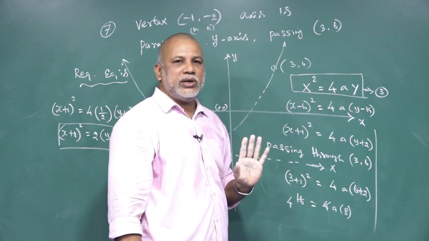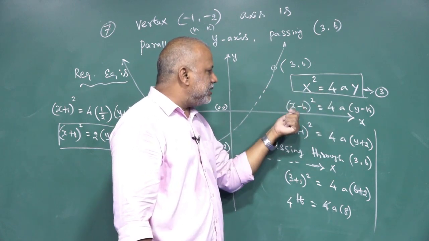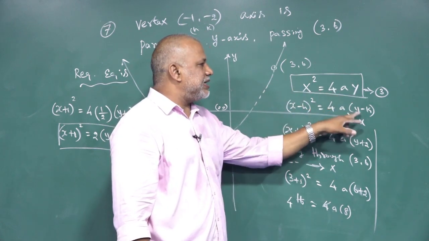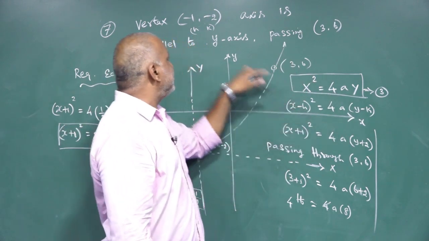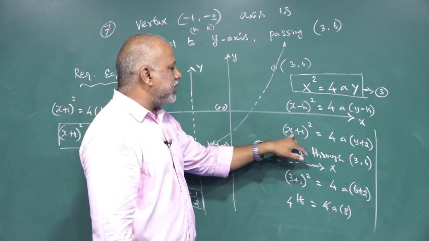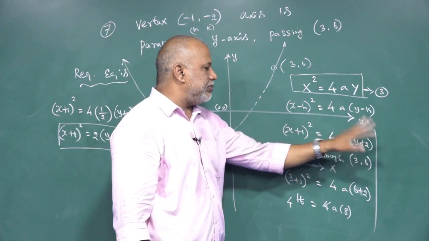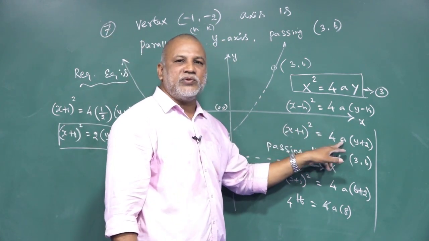Use capital X, capital Y. So instead of this capital X, replace x minus h. Instead of this capital Y, replace y minus k. Then substitute the data h comma k. Here h comma k is minus 1 comma 2. Therefore it must be expressed as (x plus 1) the whole square equals 4a times (y plus 2). We need to find the value of a.